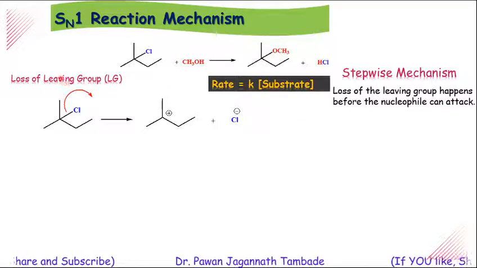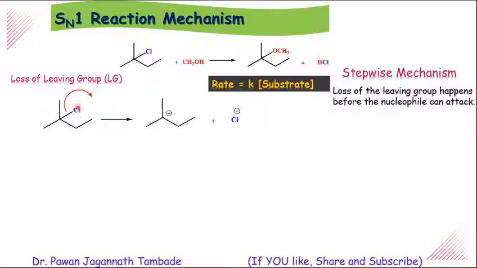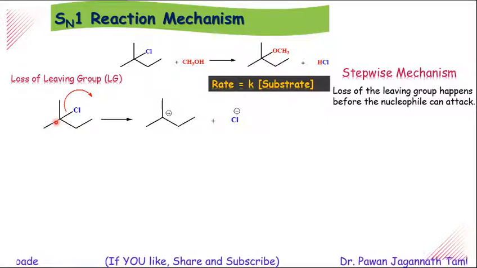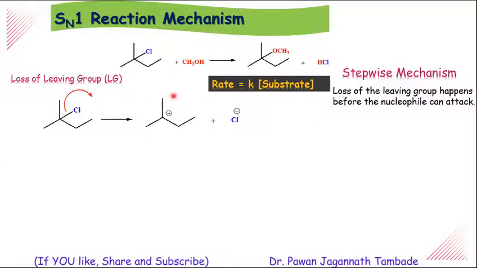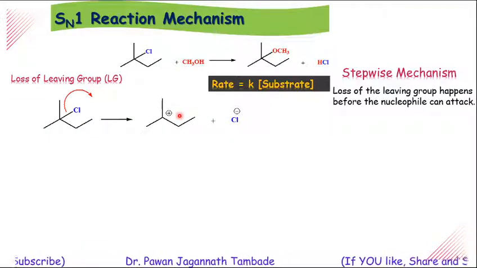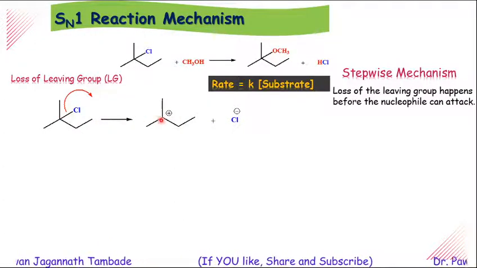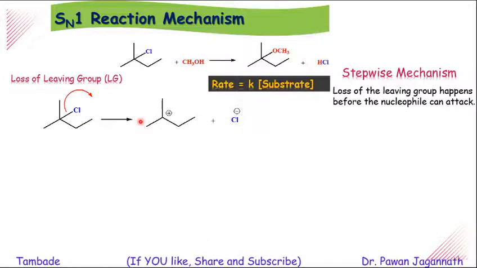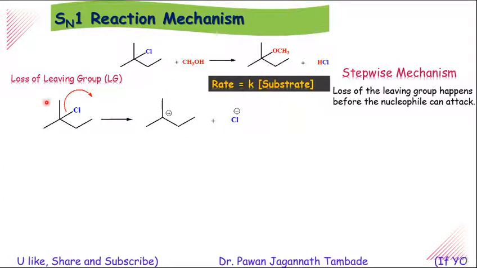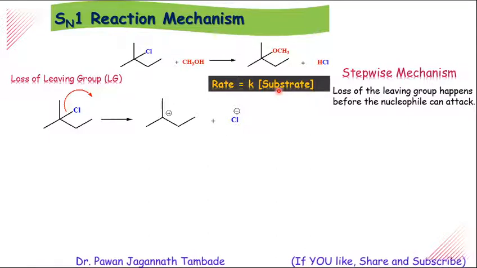In the very first step, there is a breaking of the bond between carbon and leaving group. Dear friends, in this case, this chlorine is acting as a leaving group. In the very first step, this bond between carbon and chlorine breaks and there is a formation of carbocation intermediate. This step is found to be the rate determining step. This step is slow, it is the rate determining step, and if you look at this step, there is no involvement of nucleophile in it. Because of that, rate of reaction depends upon this particular step, which has only the electrophile. And thus we said that rate of reaction depends upon concentration of substrate and not on nucleophile.